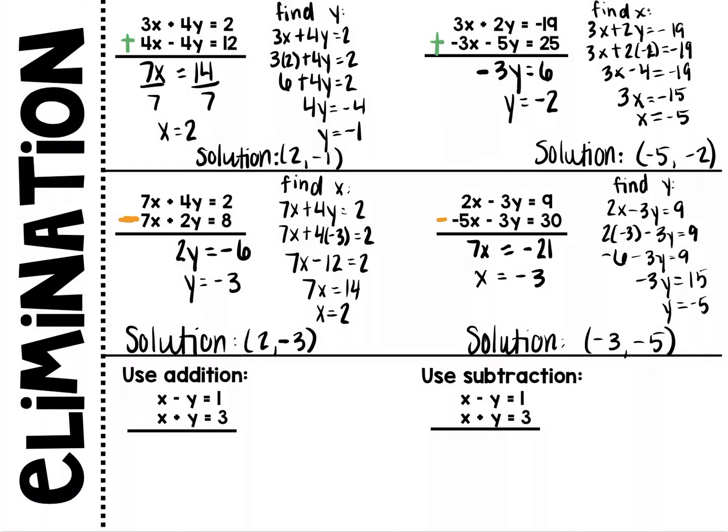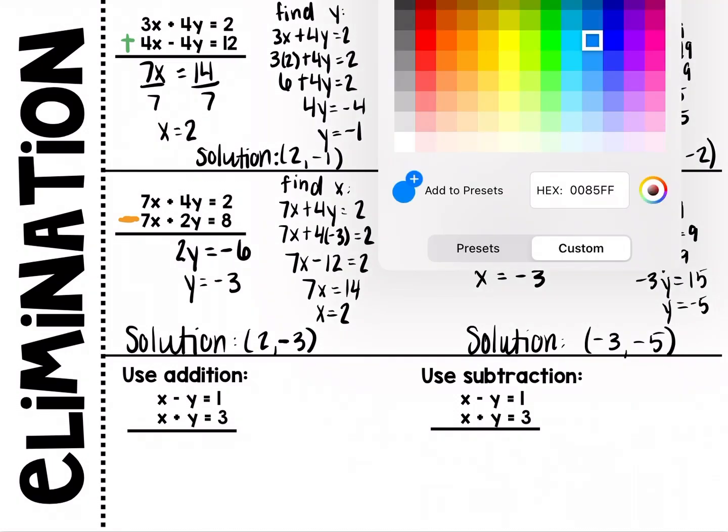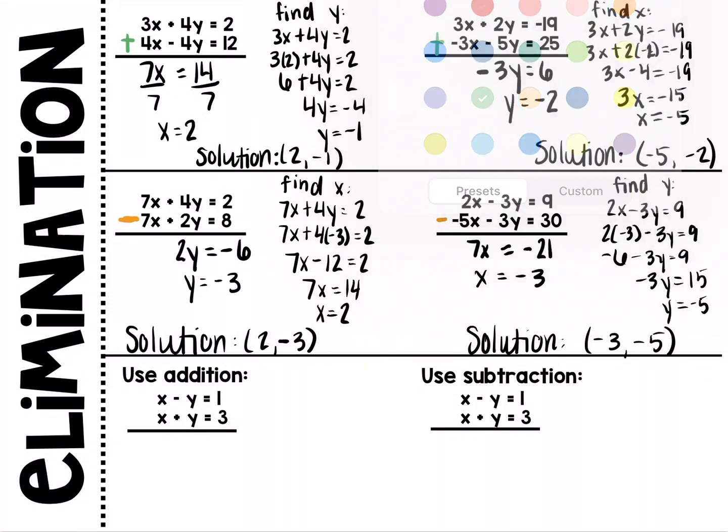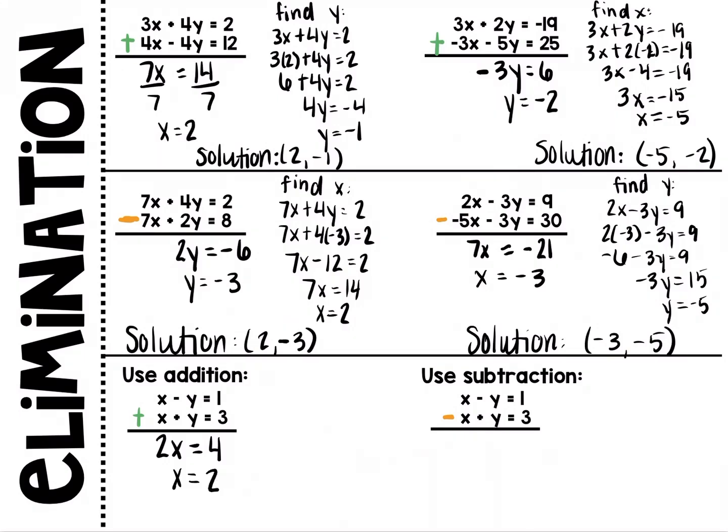So for this, sorry, I messed up my colors. We're going to use addition first. So we're going to add here, and then this one we're going to subtract, and we're going to see what happens. Okay, so x plus x is 2x. Negative y plus y is 0. And then 1 plus 3 is 4. Then when I divide by 2, x is 2.